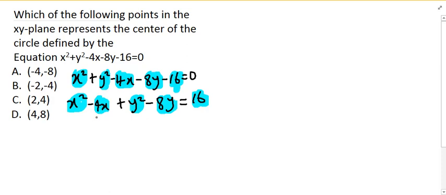Divide the x term by 2 and square it. Minus 4 divided by 2 is going to give us negative 2. Square it is going to give us positive 4. So we have x squared minus 4x plus 4. Same thing happens to the y term here. So minus 8 divided by 2 is what? Minus 4. Square it, that gives us what? Plus 16.